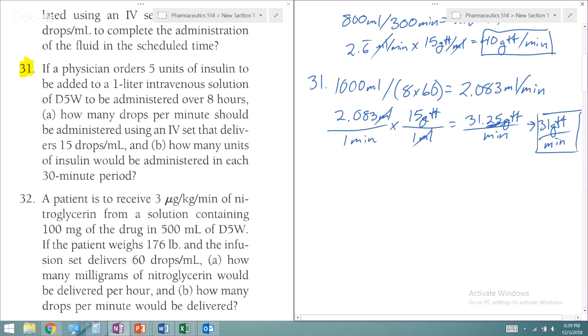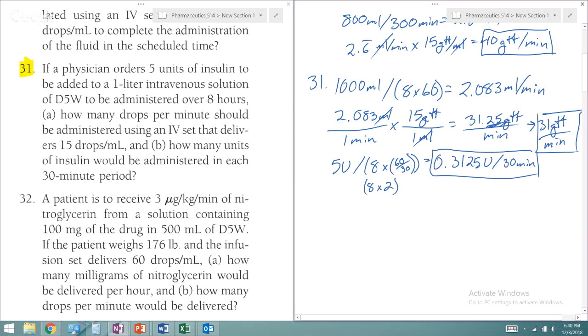And then your other answer is 5 units. How many half hours in an hour? Times 2. You can do it this way too. You can do just times 2. But I'm just showing. So you have 0.3125 units for every 30 minutes. So that is your other one.